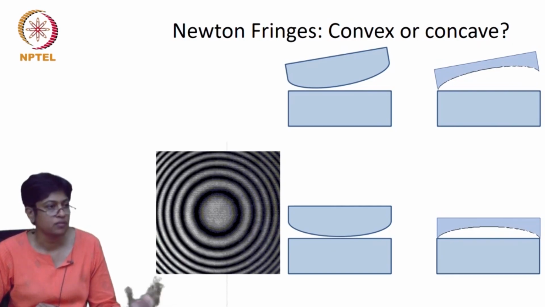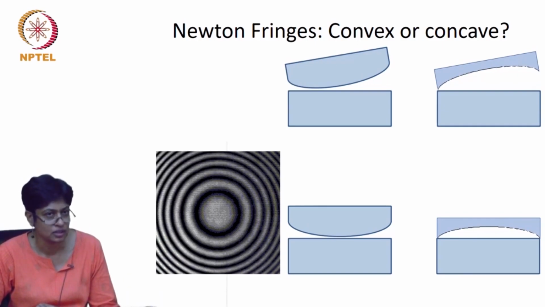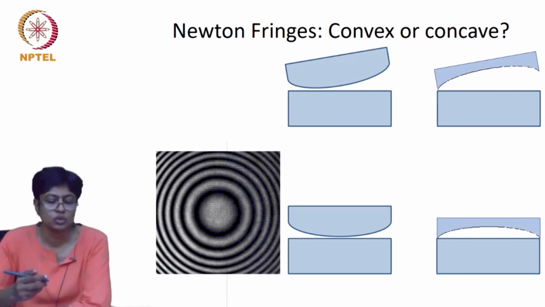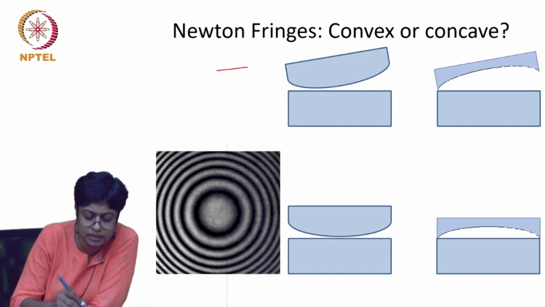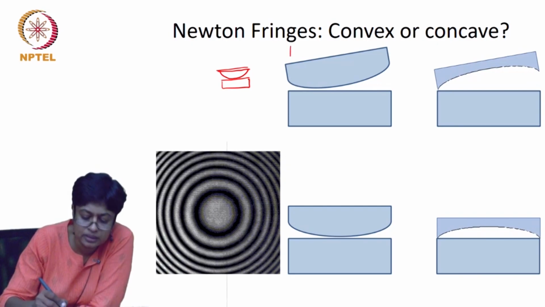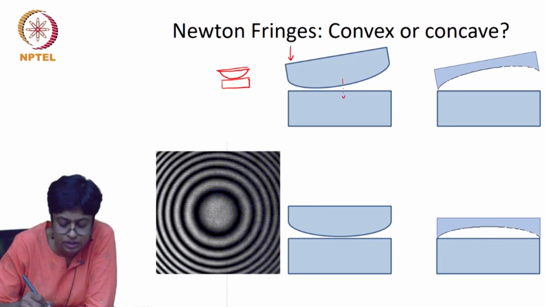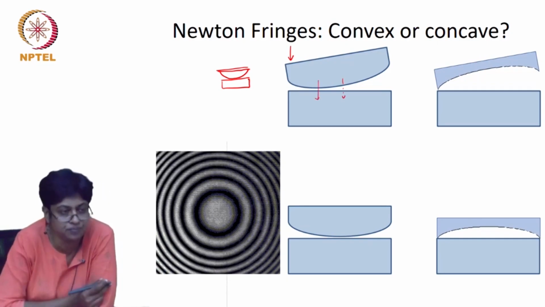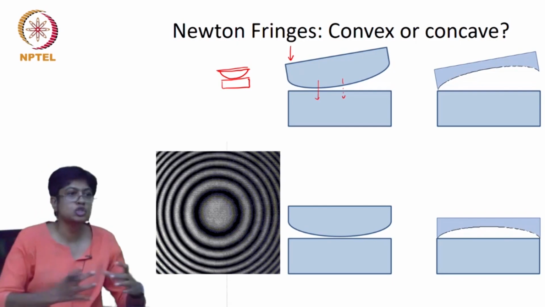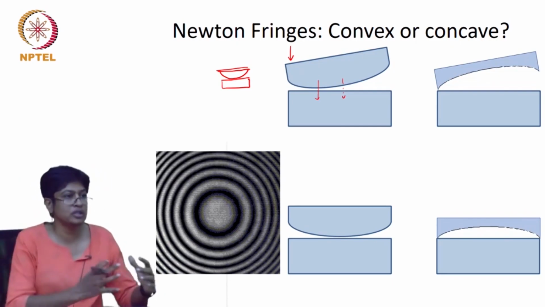How do I know whether it is convex or concave? Whether it is convex or concave, I am going to get concentric fringes. So, again I will use movement. If initially I have placed it like this, what you can do is press down here. Now, when you press down here, the center that was originally here has moved here. So your fringe pattern will also move. So the center of your fringe pattern moves.